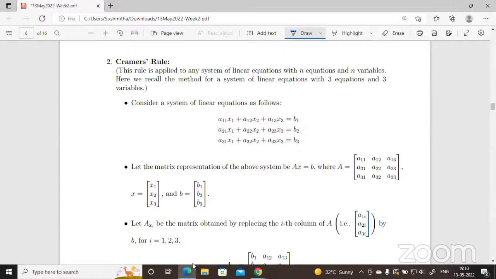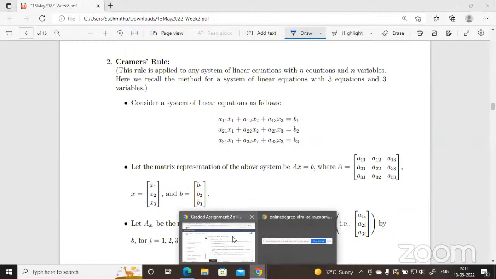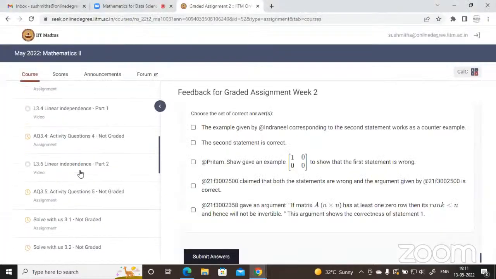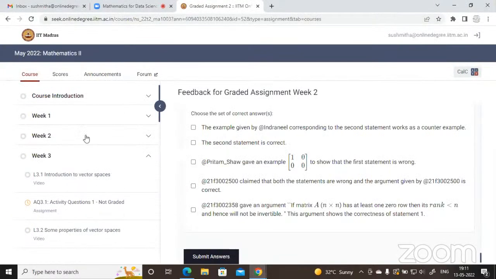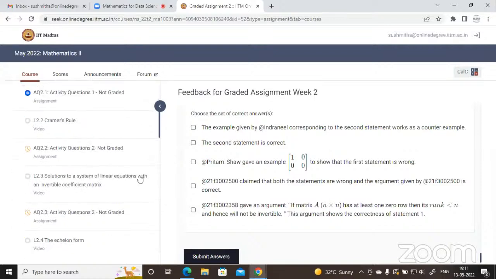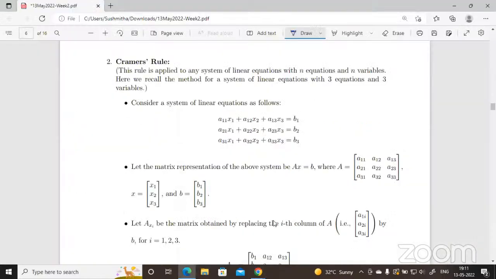Okay. So yes, I have a doubt. Activity 2.2, question number 1. Okay, we are doing Cramer's rule now, right? That is, activity 2.2 will be related to Cramer's rule, right? Yeah. So maybe we'll discuss the rule quickly and then go to questions.